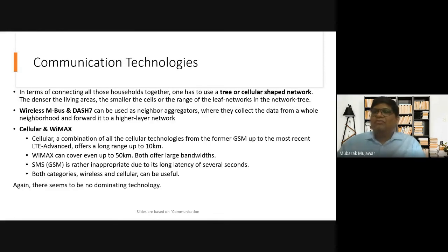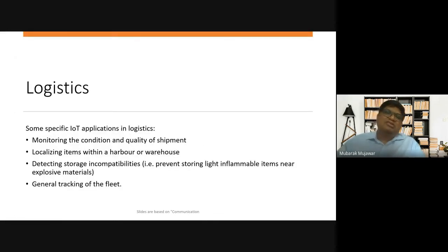And the last thing which I wanted to mention is logistics. Now, logistics is one of the IoT application areas which is growing exponentially. Most of the jobs for IoT people will be coming in logistics. Now, why is it so? Because many, many people will be relying on IoT devices for sending and receiving goods.